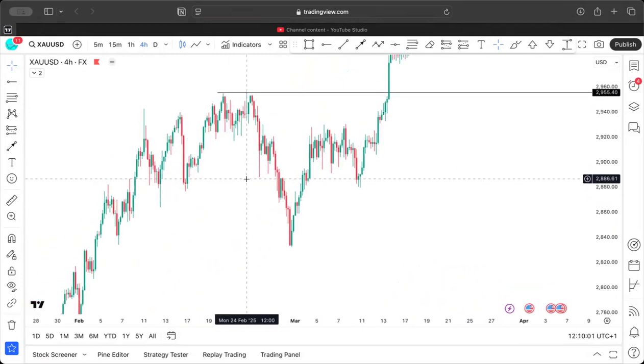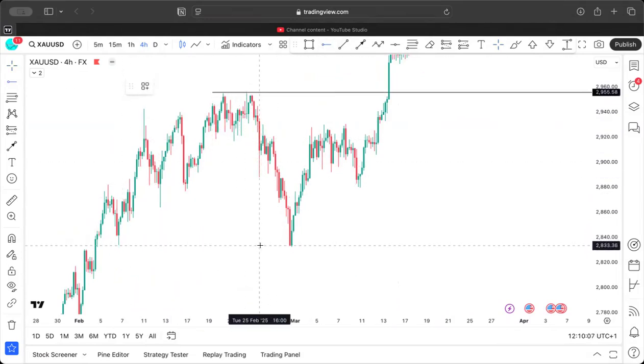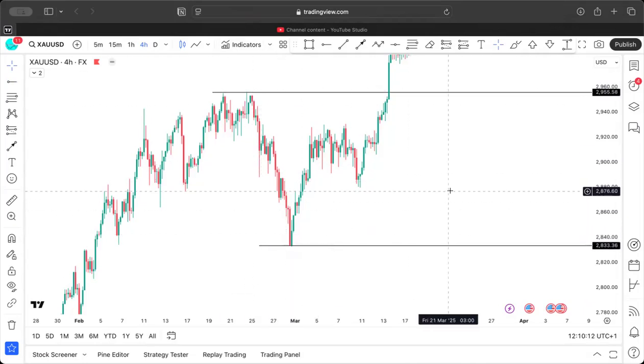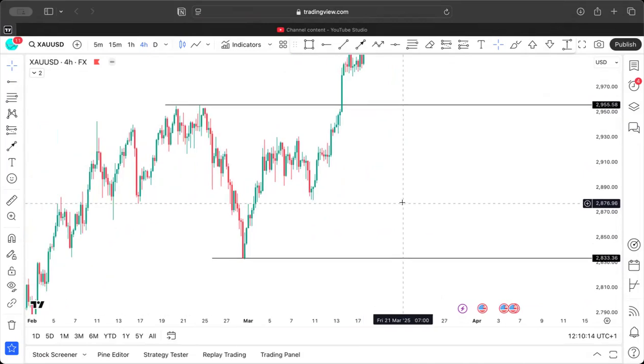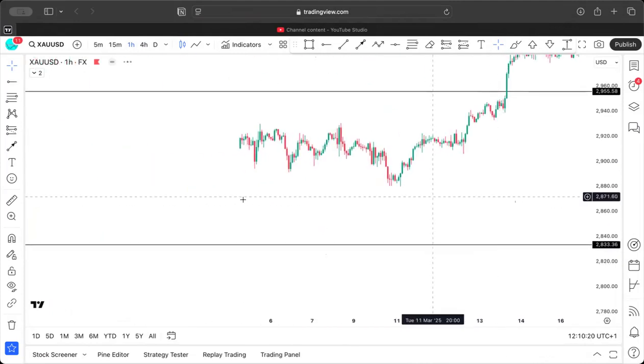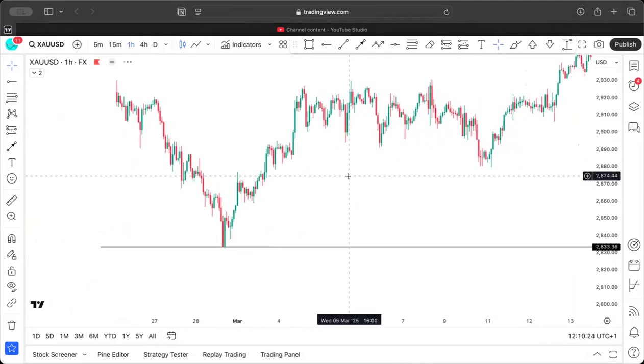For example, we can see a 4 hour high here and the 4 hour low here. You see this move, from this move to this move, it's very huge. So in a situation like this, instead of the 15 minutes time frame, I want to go into the 1 hour time frame to take trades from the 1 hour.